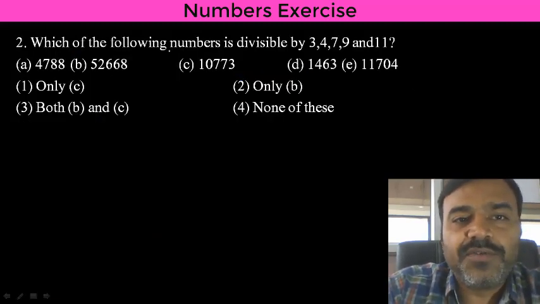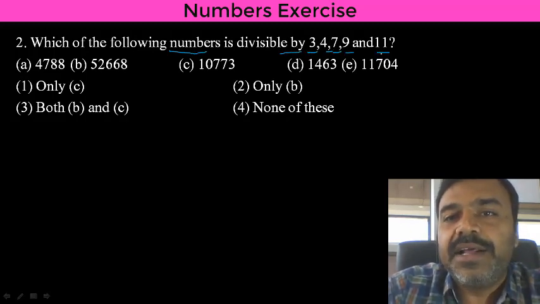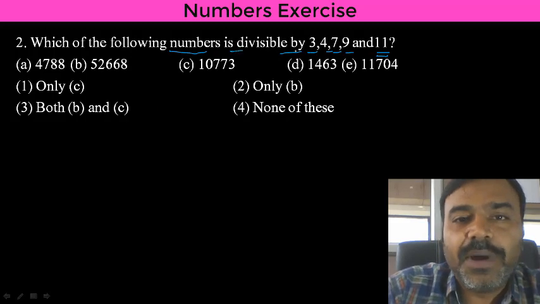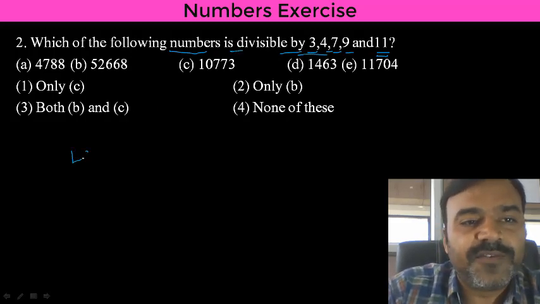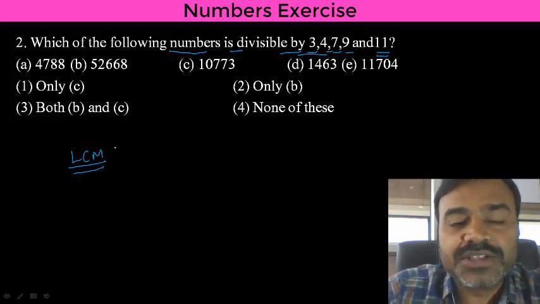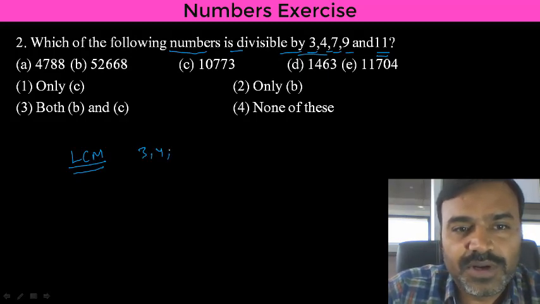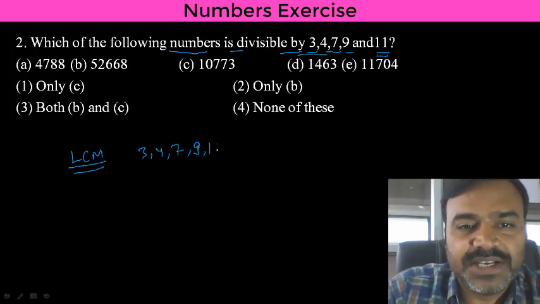Next question says, which of the following numbers is divisible by 3, 4, 7, 9 and 11? Now divisible by all of them, that means LCM. LCM is the lowest number which is a common multiple, the lowest number which is divisible by all of them. So either LCM or a multiple of LCM. So let's look at this: 3, 4, 7, 9, 11.